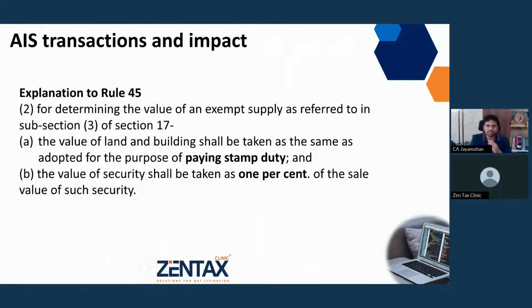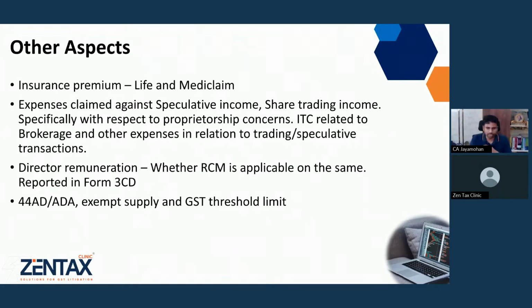This is the explanation that I spoke about. Then there are a few other aspects related to income tax return. If you are choosing the old regime, the insurance payments under Chapter 6A deduction will be claimed for making payment towards life insurance.